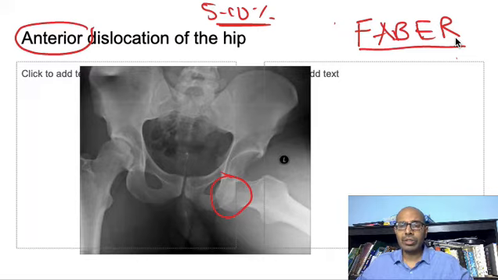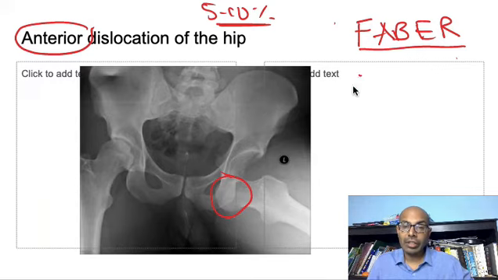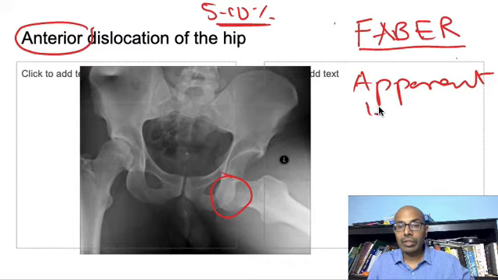But here the position of the limb is in flexion, abduction and external rotation. The position in the posterior dislocation was flexion, adduction and internal rotation. So therefore here there is apparent lengthening of the limb in anterior dislocation of the hip.